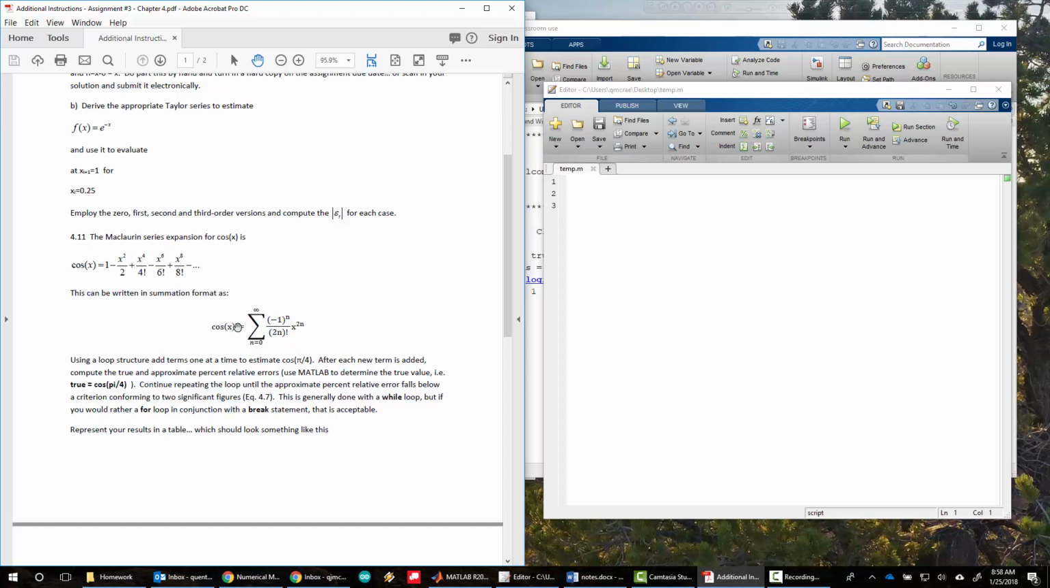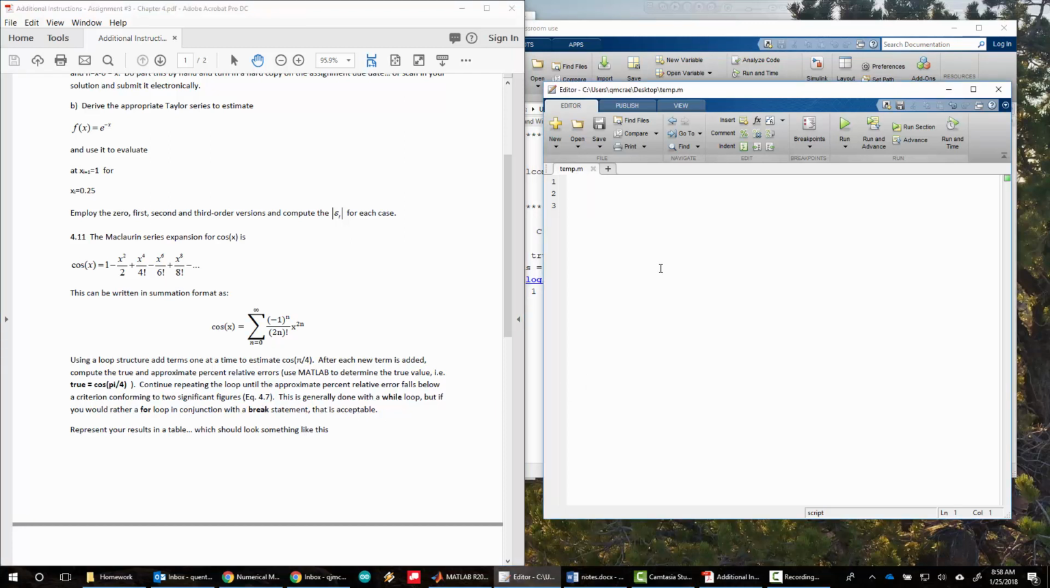So given that we have this thing, what we're trying to do is use a loop to estimate the value of cosine of pi over 4. As it says, after each term is added, compute the true and the approximate percent relative errors, and then continue doing this until the approximate percent relative error falls below a criterion conforming to 2 significant figures. The way I do this is with a while loop.